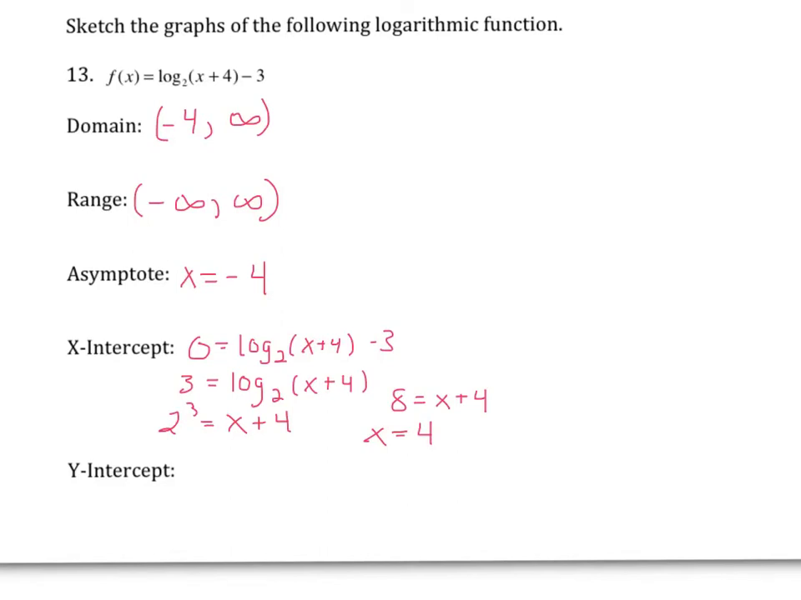For the y-intercept, we're going to plug in a 0. So we have log base 2 of 0 plus 4, so 0, minus 3. And log base 2 of 4 is 2. So 2 minus 3 is a negative 1.